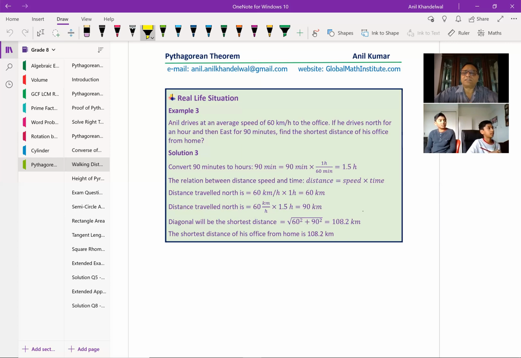What are the side lengths? Tell me now of your diagram. So the first side going north is 60, correct, and the second side is 90. You are right. And what is the hypotenuse then? I'll just work it out. That is true. You're on the right track.